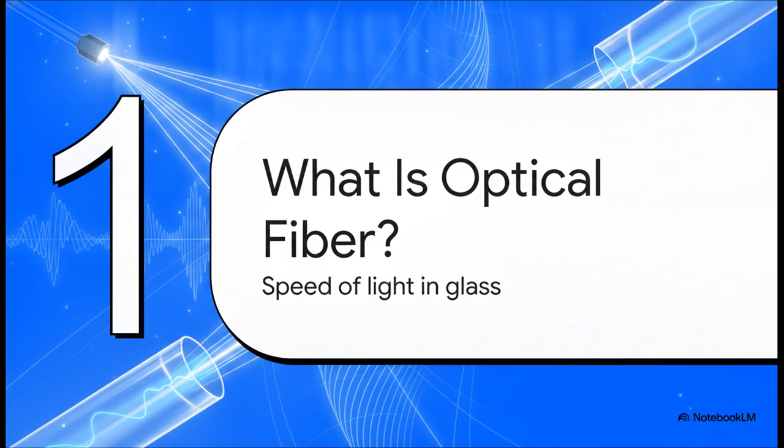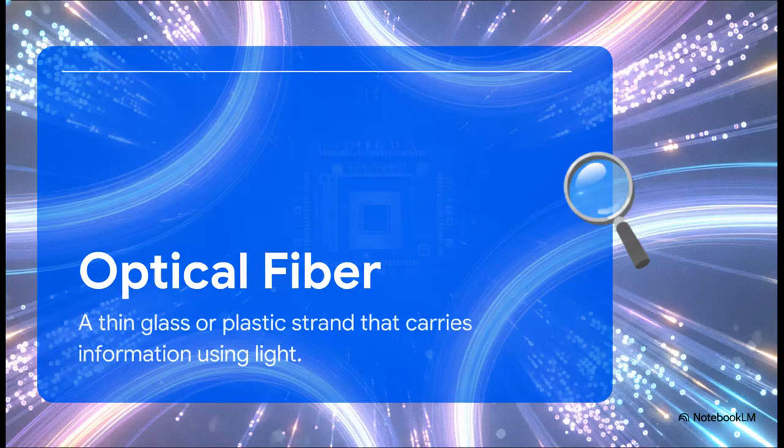Section 1. What is optical fiber? The speed of light in a glass strand. So at its most basic level, an optical fiber is a super thin strand, we're talking no thicker than a human hair, made of high-quality glass or plastic. But here's the real magic. Instead of transmitting info using pulses of electricity over clunky copper cables, optical fibers carry information using pulses of light. It's a simple shift, sure, but it completely revolutionizes how we transmit data.